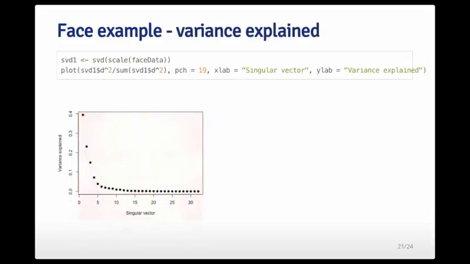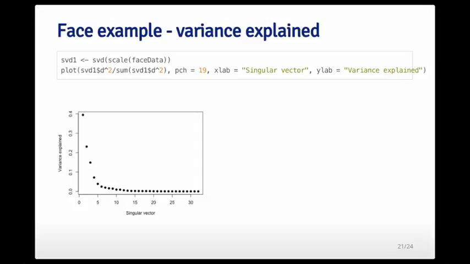What we're going to do is run the SVD on this face data and look at the variance explained. You can see that the first singular vector explains about 40% of the variation. The second is about, say, 20-some percent, and the third one is maybe 15%. So if you look at, say, the first 5 to 10 singular vectors, they capture pretty much all of the variation in the data set.